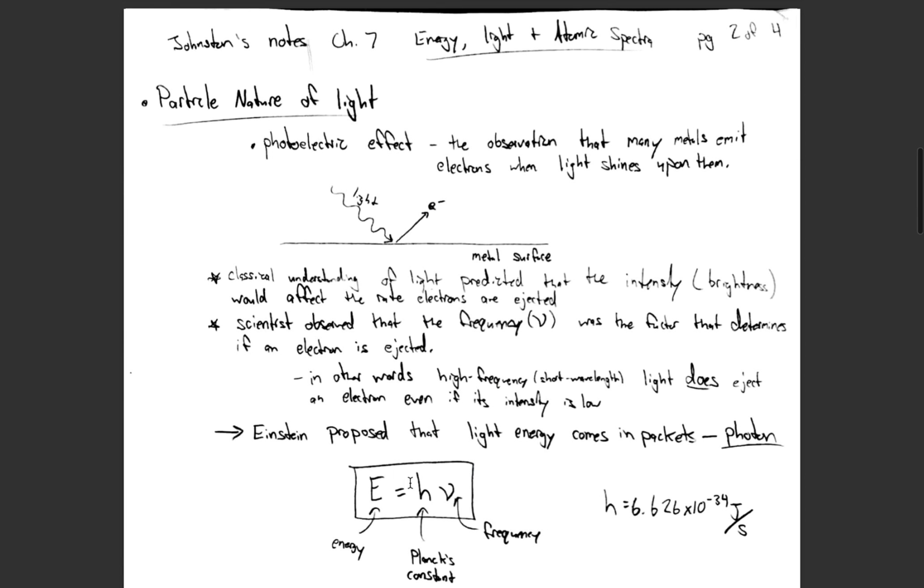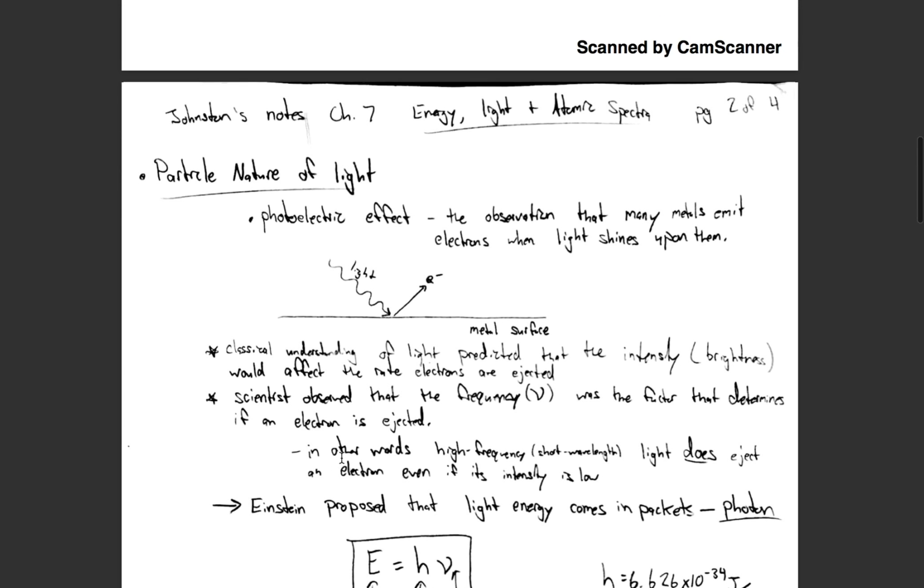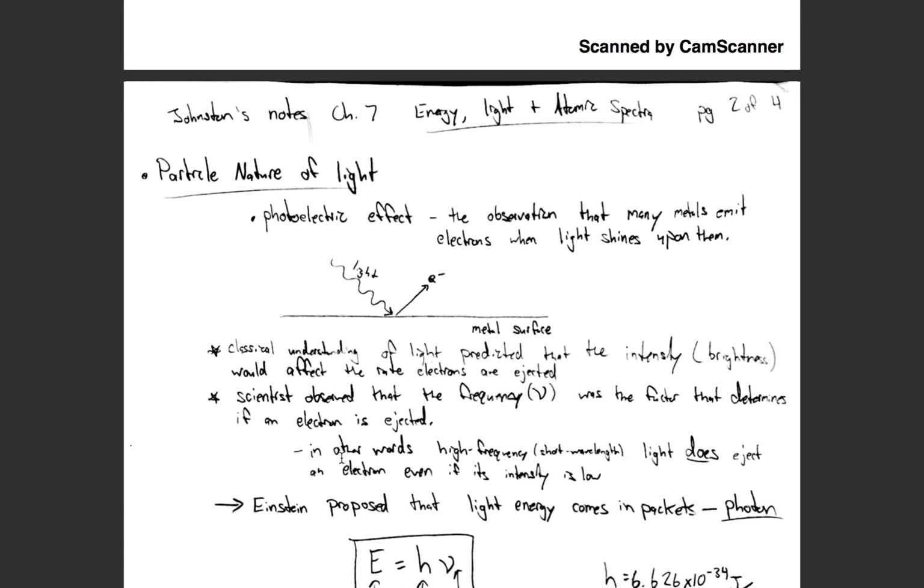So the next thing to talk about, before we get into how we use light to learn about atomic structure, is the particle nature of light. This was actually a pretty remarkable discovery. And ultimately, it's the photoelectric effect that led to the conclusion that light is photons.